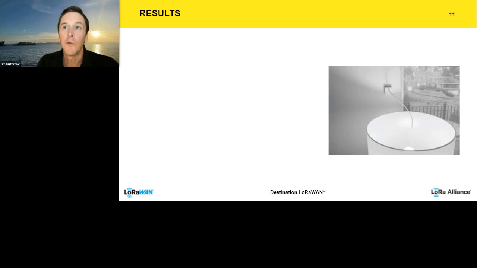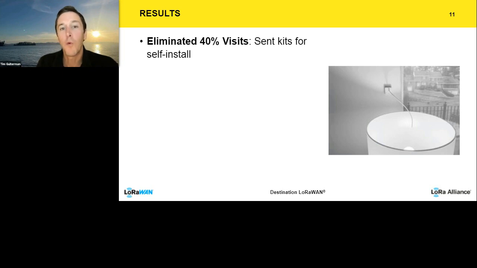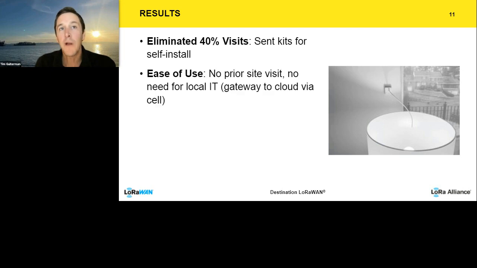So what were the results? First, they eliminated 40% of the physical visits. They were able to recruit these utility customers and ask if they would be willing to self-install. InfiSense has made it so easy, so transparent, that they were able to send these kits, gateways, and sensors for self-installation. Because no one needed to hook up to local Wi-Fi, all they needed to do was plug a gateway into the wall and put sensors near the lights with sticky 3M tape, and the data went from sensors to gateway to cloud via cell. And it's very easy to do this.